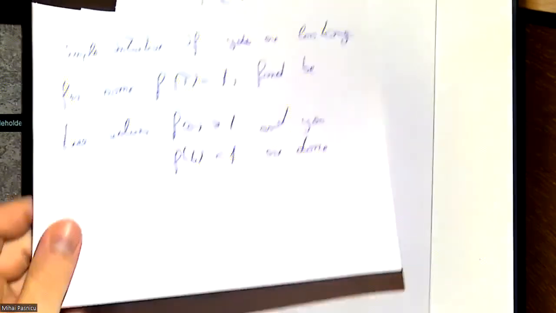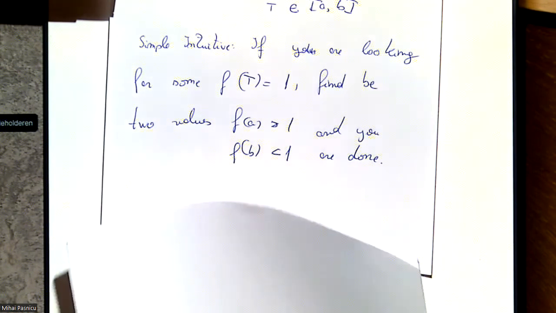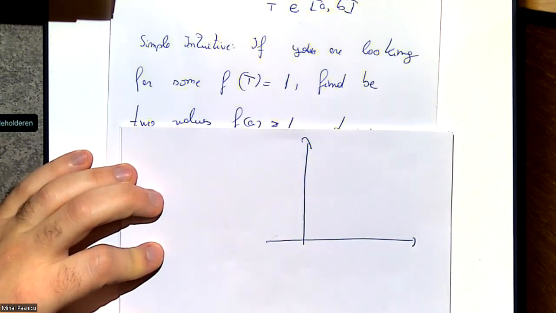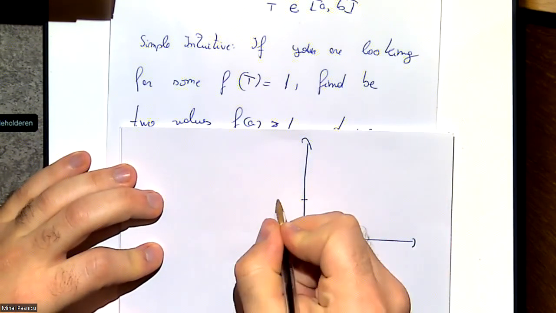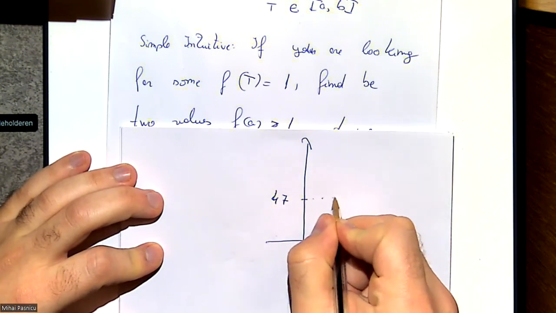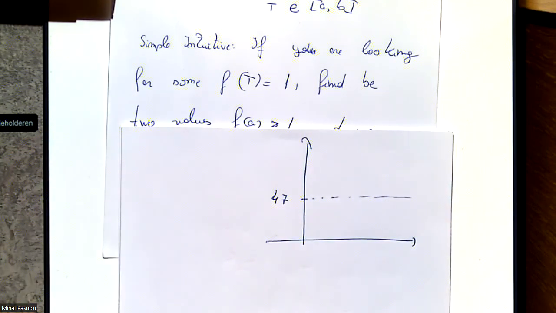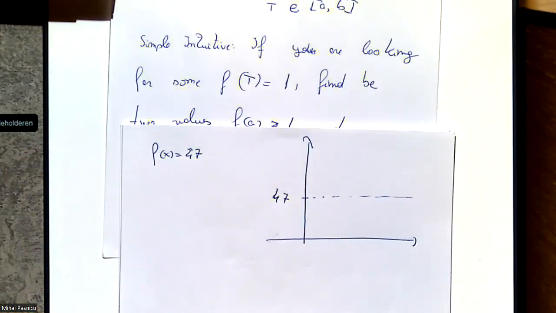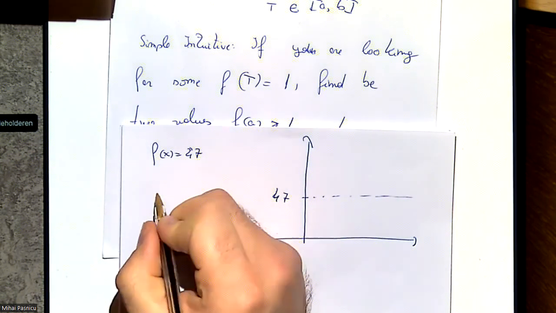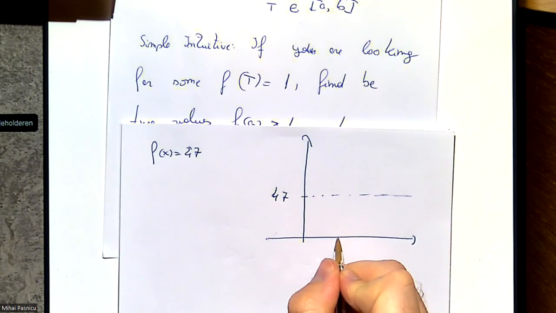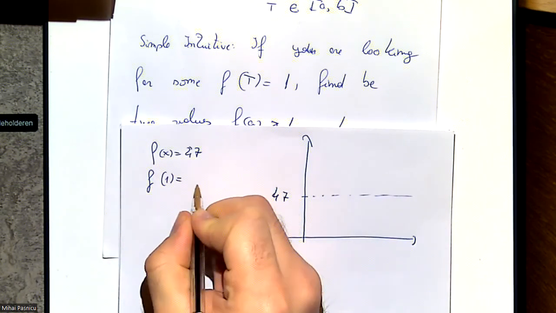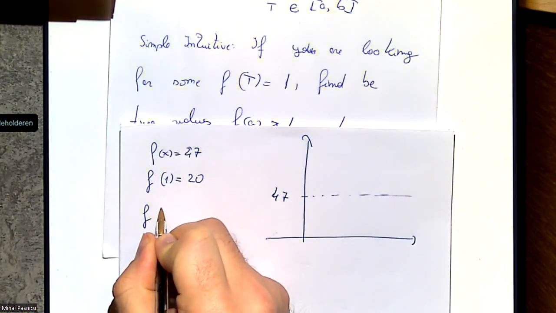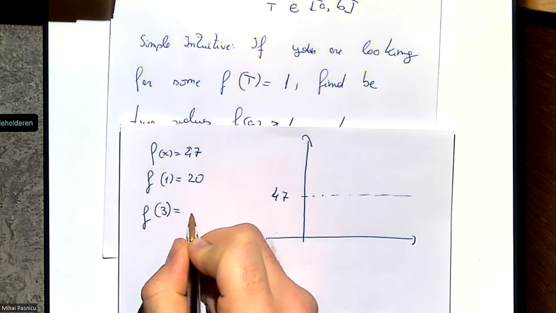The drawing is even more intuitive. The drawing looks like this. What number do you guys want me to look for? Let's look for 47. I'm looking for some x with f of x equals 47. I need to show this on the exam. At this point, if I can find, for example, f of 1 is equal to 20, and f of 3 is equal to 100.